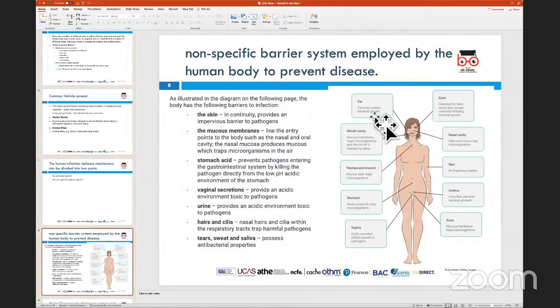So when we talk about the ears, the mouth cavity, trachea, and bronchi, which is the inner lining of your ear tube. We talk about the stomach. We talk about sexual organs like the vagina. You look at the anus, and the urethra, which is part of the excretory system. You look at the skin, nasal cavity, and eyes. These are all non-specific barriers which your body would use to fight infection.